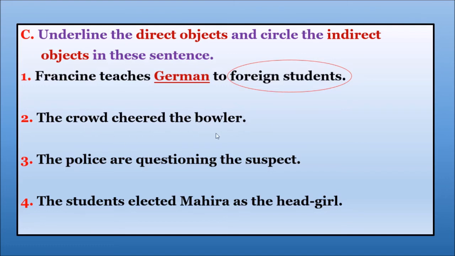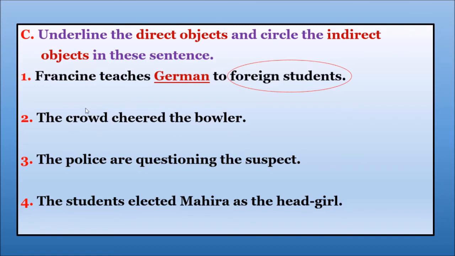Crowd cheered the bowler. Bowler means one or many? There it means we are talking about one bowler specifically. We know who the bowler is. Bowler is a single person that we are talking about specifically, so it becomes a direct object. So here you have to underline the bowler, because this is the direct object.